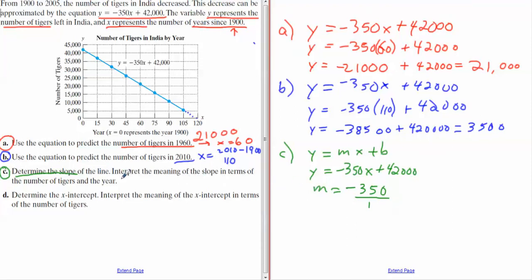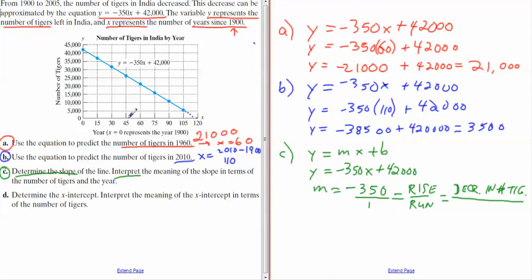All right, great. Now interpret. That's probably the hardest part. What is the meaning of that slope in terms of tigers and years? Well, remember that slope is rise over run. It's also the change in y over the change in x. What's the change in y? The rise would be the change in the number of tigers. Change is negative 350, so that means we're decreasing, over 1.